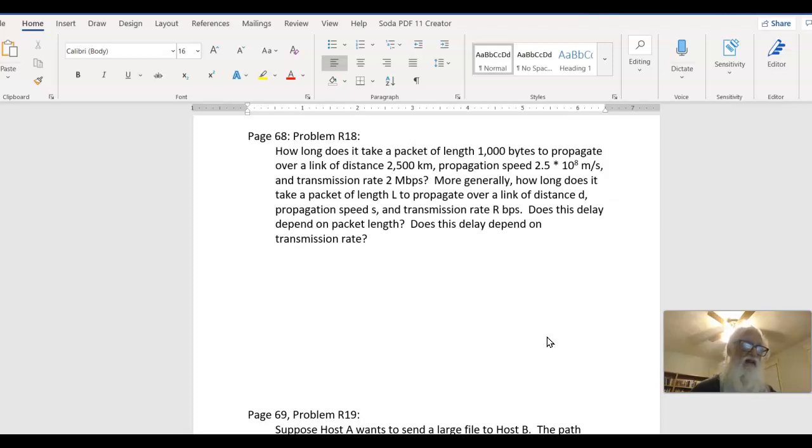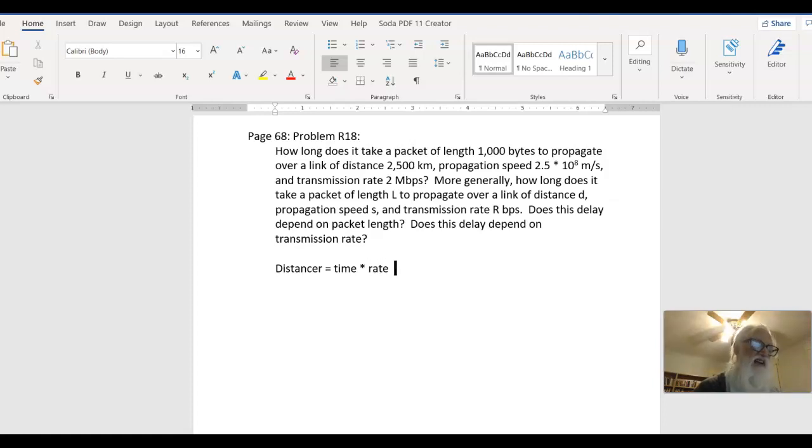The first question is you are sending 1,000 bytes across a line. The line is 25 kilometers long, and the propagation speed is 2.5 times 10 to the 8th meters per second, with a transmission rate of 2 megabits per second. So what you have to think about is this. Remember that we have distance equals time times rate.